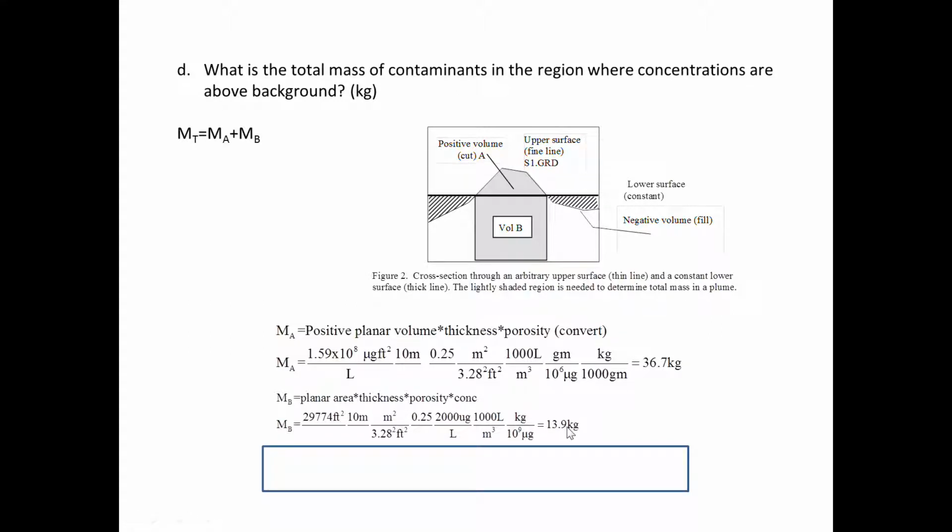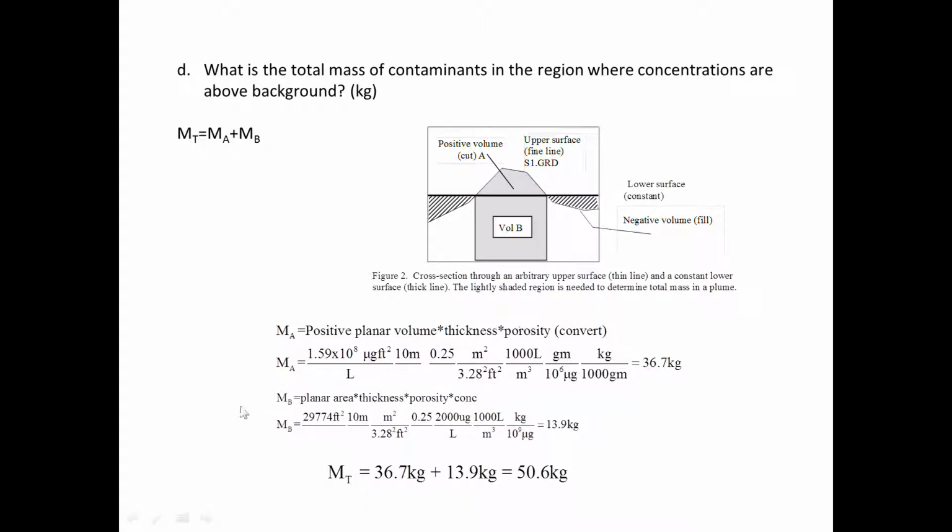So what we get is that it's about a third of the mass is from water that's less than 2,000 micrograms per liter, and the rest is from water that's greater than that concentration, or really the mass that's from concentrations above that value. Essentially, though, we have to keep in mind all of the water is above 2,000 micrograms per liter in this region. So the total mass then is the sum of these two, and it's 50.6 kilograms.